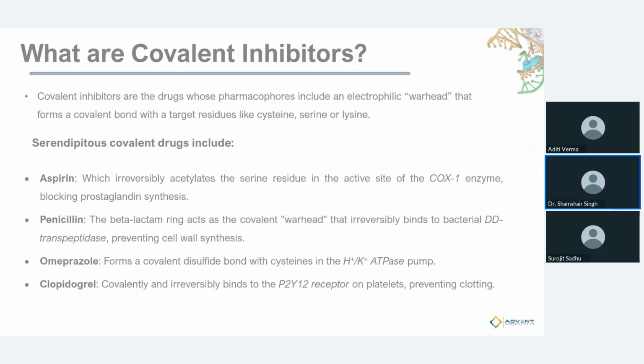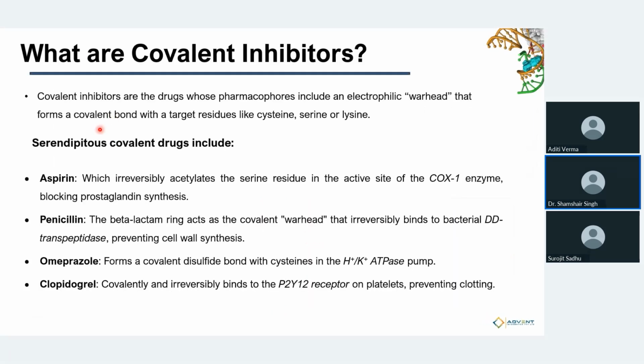So now let's quickly jump back to our topic for today, covalent. What are covalent inhibitors? Covalent inhibitors are drugs which consist of a specific electrophilic warhead that binds to specific protein residues like cysteine, serine, and lysine. The warhead is electrophilic, and this is a nucleophilic kind of reaction which forms a covalent bond between them.